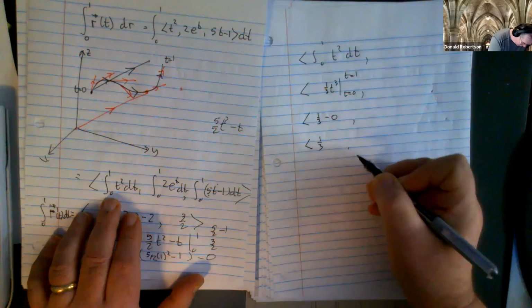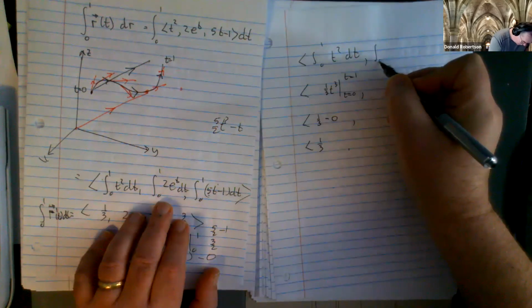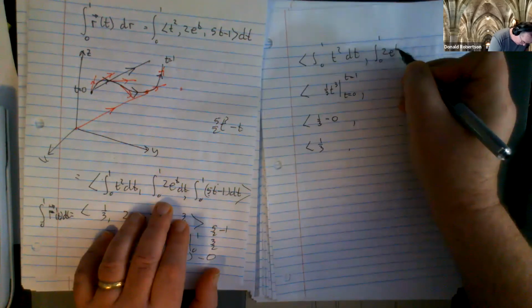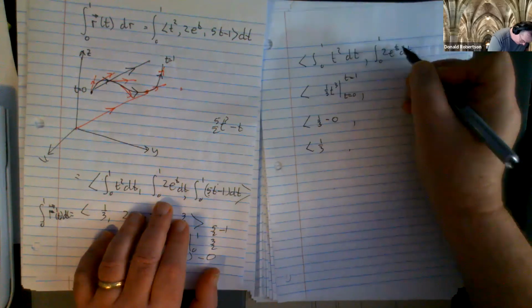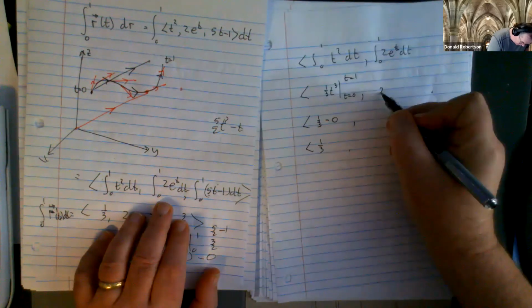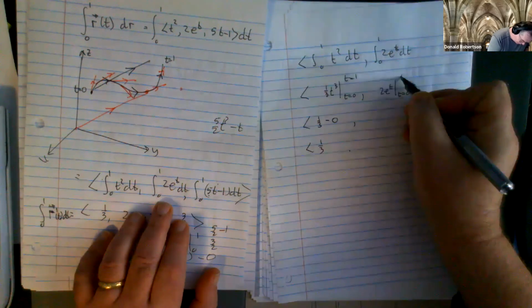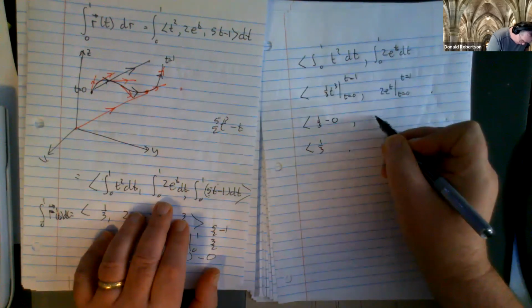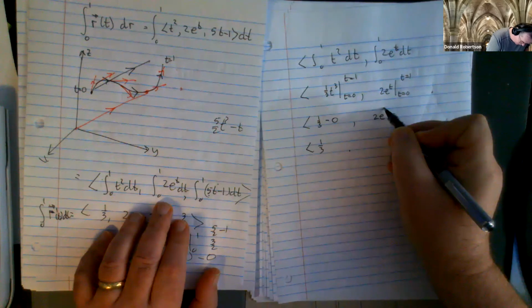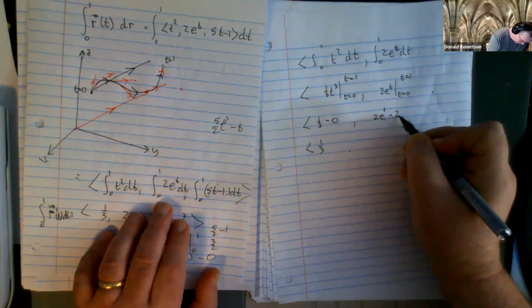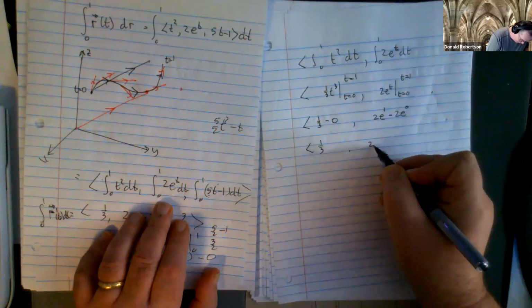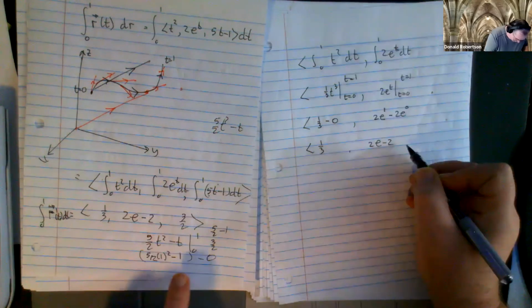The second one was the integral from 0 to 1 of 2e to the t. Integrate that, you get 2e to the t, evaluated at t equals 0 and t equals 1. That gets me 2e to the 1, take away 2e to the nothing. So that's 2e take away 2. That's where that came from.